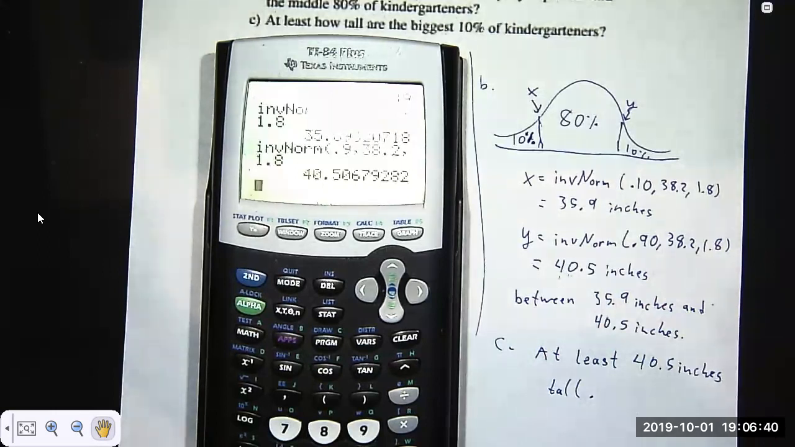So in review, if you're given the value, like on the normal model, then you use normalcdf. If you're given the area, as usually it's a percent or something, you would use inverse norm to find the value, where it lands on the normal model. All right.